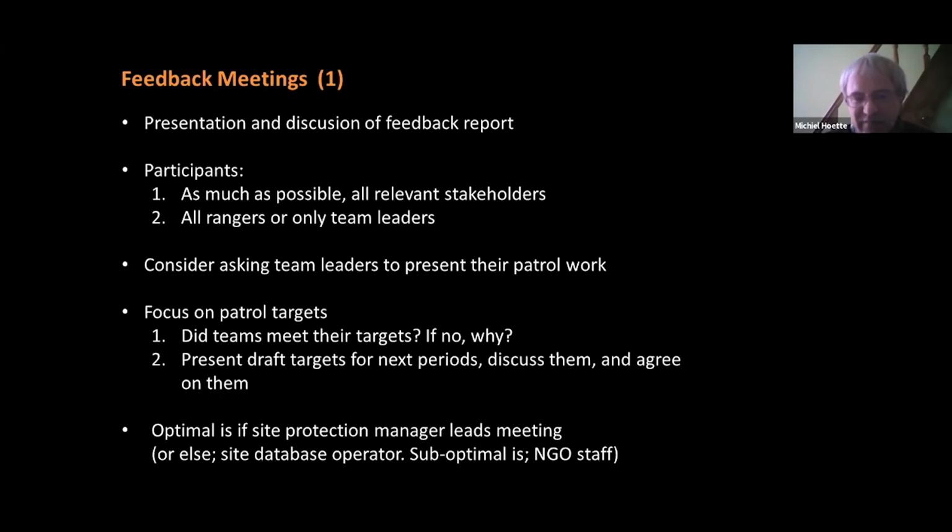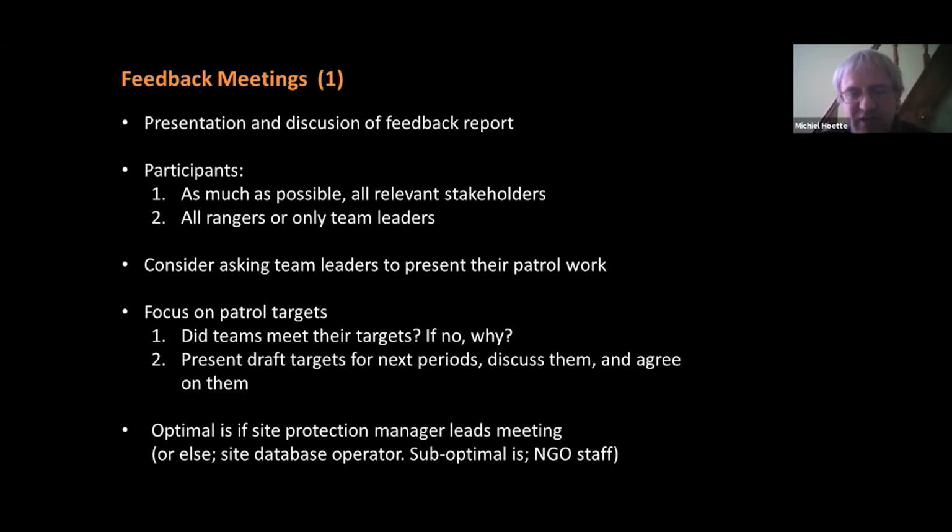And in my experience, it is optimal if the protection manager leads these meetings, but not always does he have the skills to do this effectively. So you might end up with a situation where, for instance, the database operator who is very familiar with the data leads these meetings. That is already somewhat suboptimal.